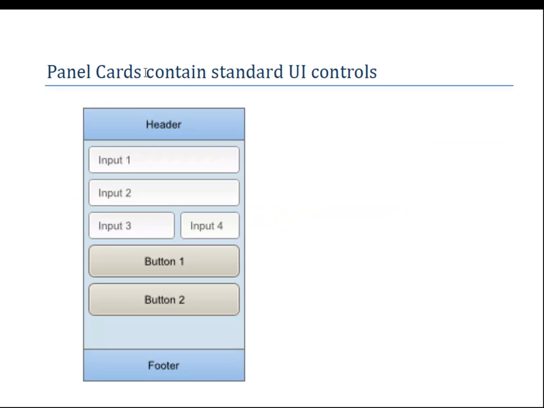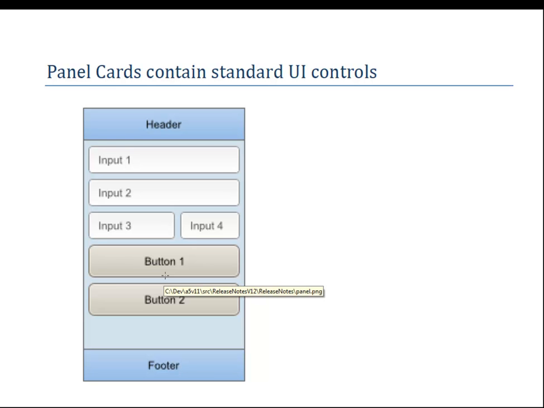So now the panel card is the most basic of the panels, and the panel card is the card that actually contains all of the UI elements. So here's an example of a simple panel card. This panel card would have here a header and a footer, and then here are your input controls and your buttons. So all of your standard UI will be placed inside panel cards.